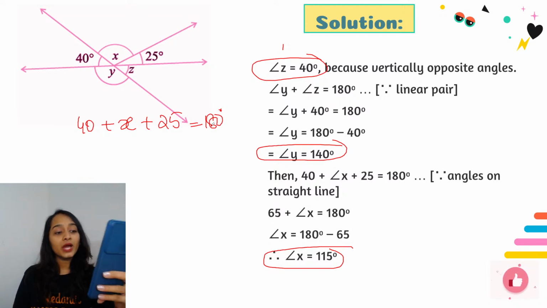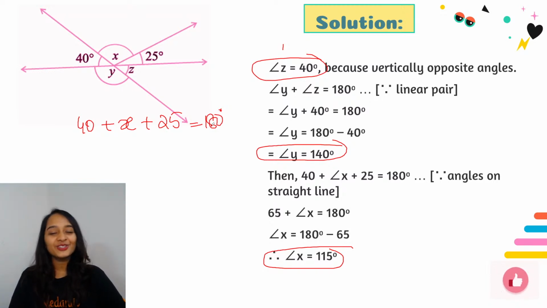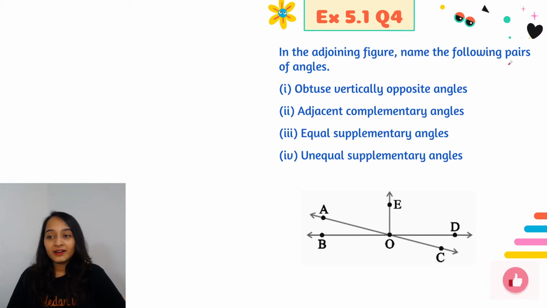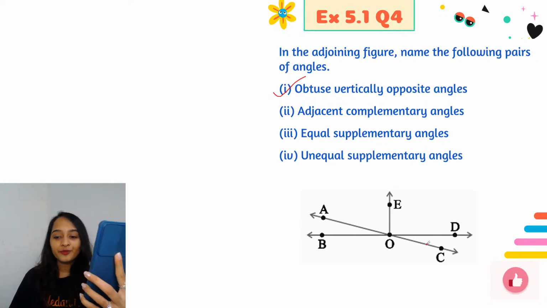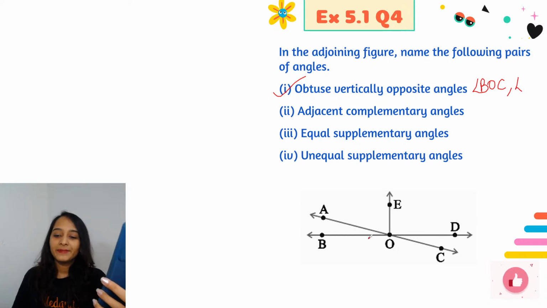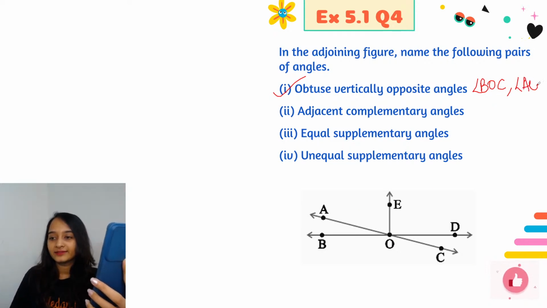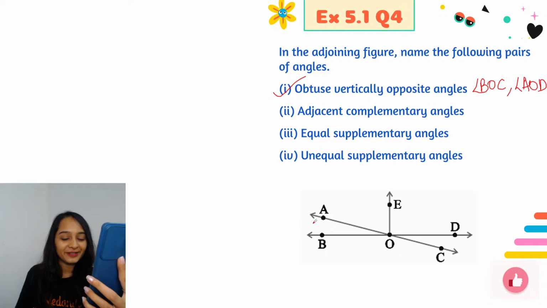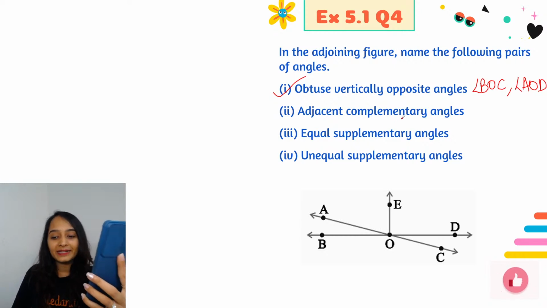What is going on here? We are revising the entire chapter of lines and angles. Okay. In the adjoining figure, name the following pairs of angles. Obtuse vertically opposite angles. Which of the following are obtuse vertically opposite angles? Can I say angle BOC and angle AOD are exactly that? Good job, Sia, Goku. Very good. It's AOD and BOC.